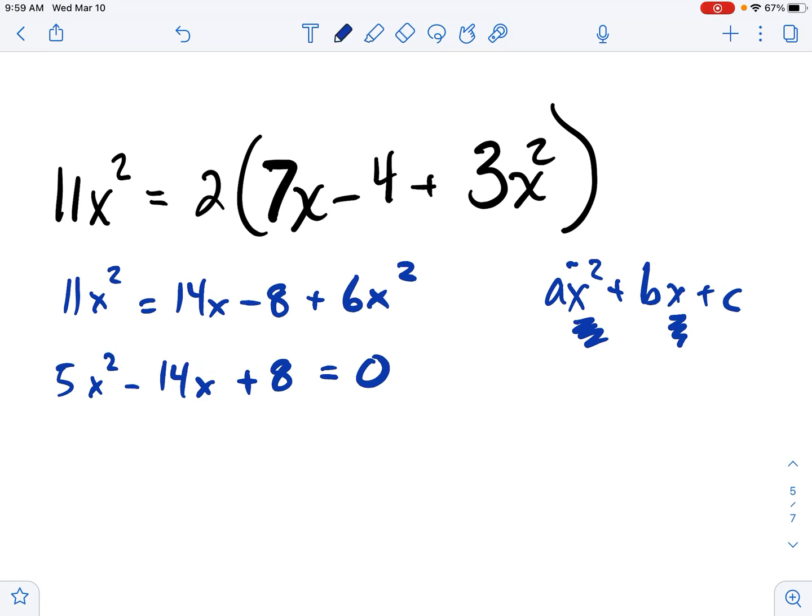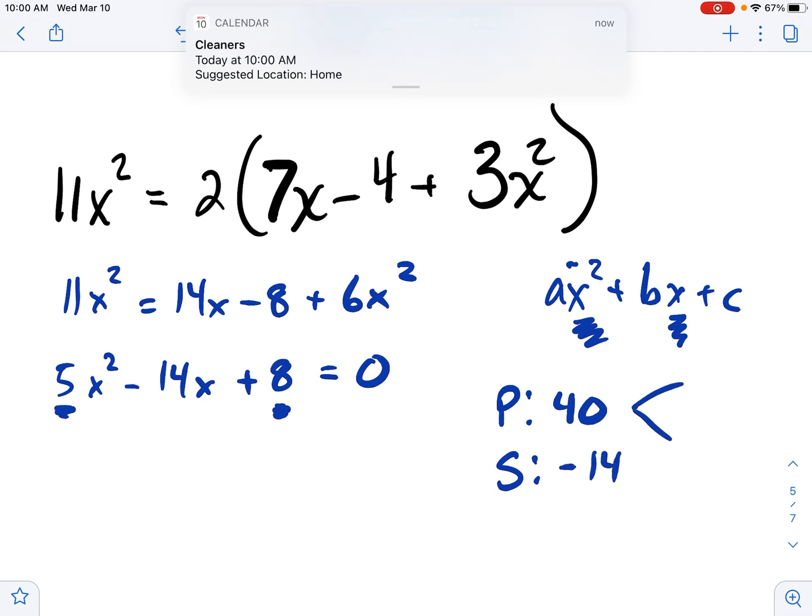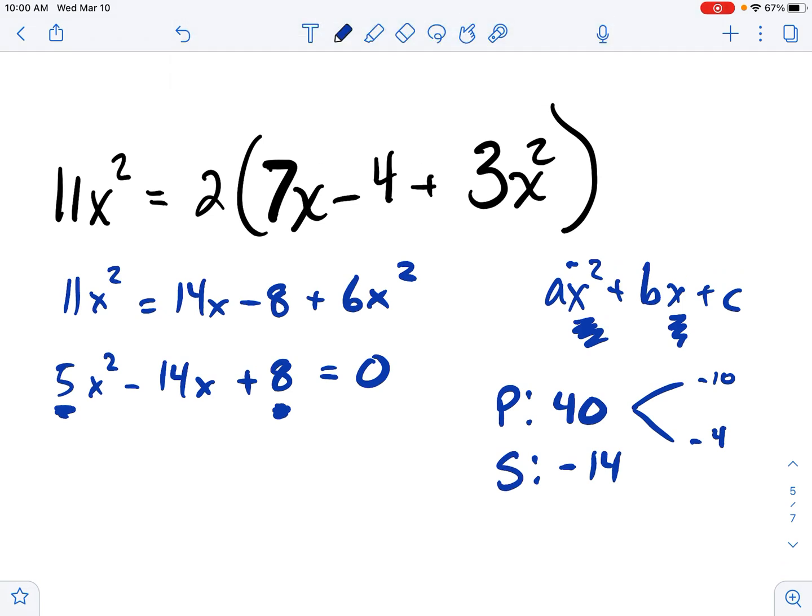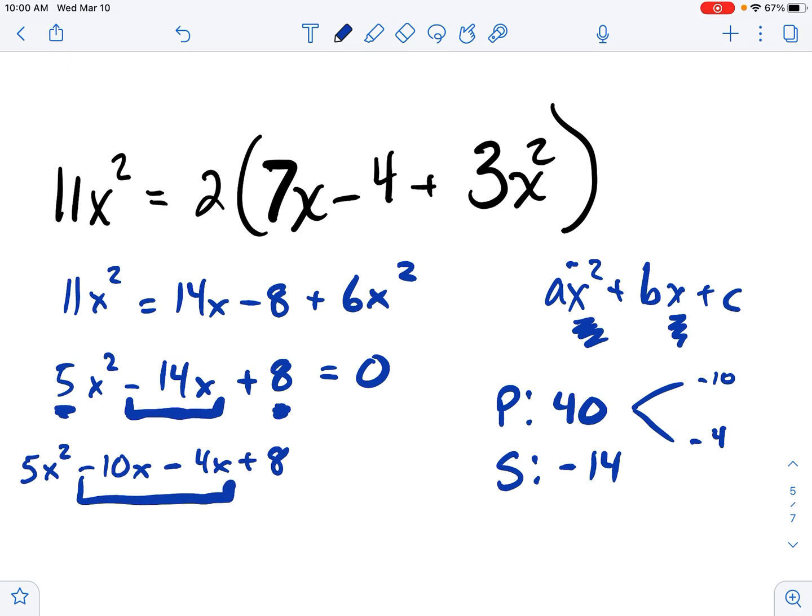Okay, so now I'm going to have to employ the product-sum technique to figure out how to get a product of 40. Remember, I multiply this times this, and my sum needs to be negative 14. So I'm going to use a negative 10 and a negative 4, because those add up to negative 14, and they multiply to 40. So now I rewrite my trinomial into a four-term expression by expanding this middle term. I expand it by writing it using these new numbers that I got. I still set it equal to 0.